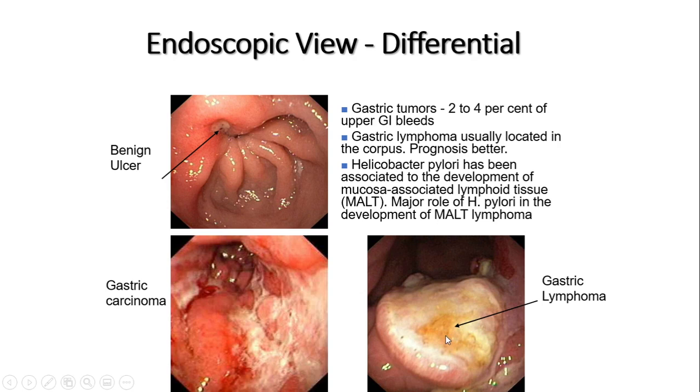Lymphoma, that is maltoma. The prognosis of maltoma is better than carcinoma. Benign lesion or benign ulcer, well demarcated, punched out, whereas the gastric cancer can look very ugly, and gastric lymphoma is seen as submucosal thickening, diffuse thickening.